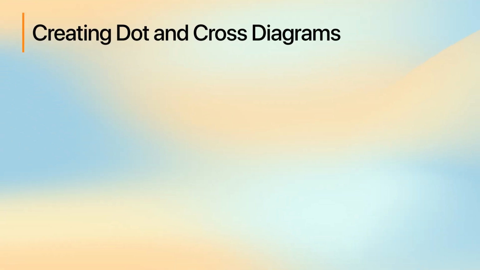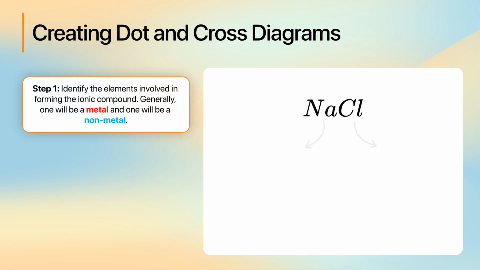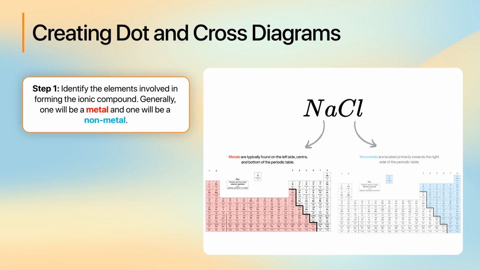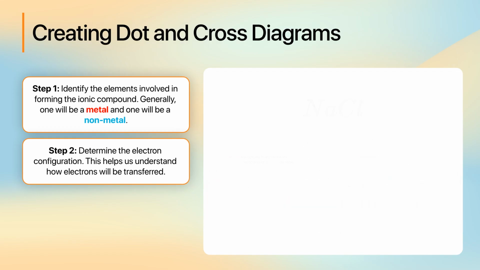To construct dot and cross diagrams, we can follow a set of steps. Consider, for example, we want to represent the formation of sodium chloride. Start by identifying the two elements involved in forming the ionic compound. Generally, one will be a metal and the other a non-metal. These two different types of elements will react together to form an ionic bond. For sodium chloride, sodium is the metal. Chlorine is the non-metal. Next, identify the number of valence electrons for each element. This will help us understand how the electrons will be transferred.